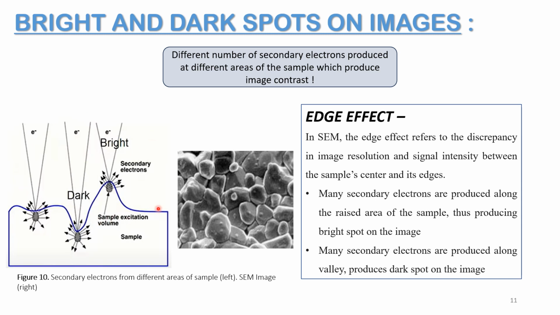All this is termed the edge effect. The edge effect refers to the discrepancy in the image resolution or the signal intensity between the sample center and its edges, like this edge and this sample center. From the raised area we get the bright image because so many secondary electrons are detected by the detector, and from this valley area we get the dark image because not many secondary electrons are able to reach the secondary electron detector.